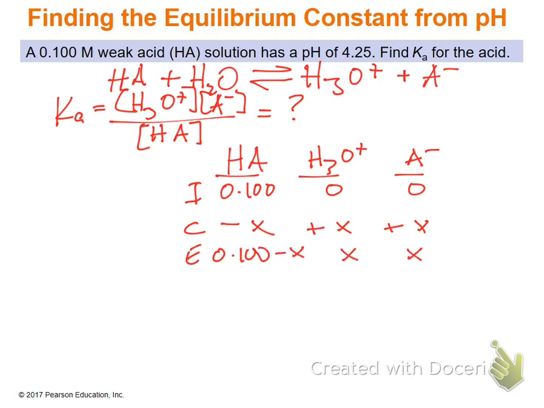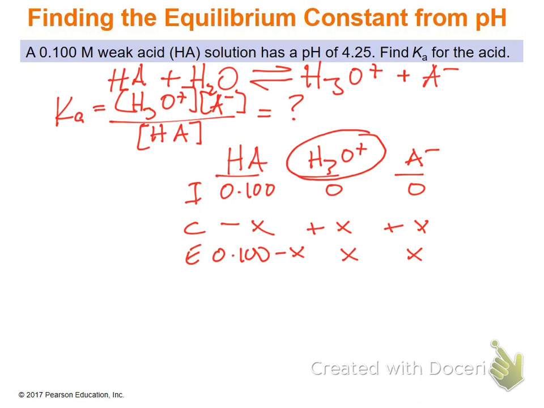So because we don't know the Ka value, we don't know whether we're going to drop the X here, right? We don't know if we're going to use the approximation method because we're trying to find Ka. All right, so we plug this into the Ka expression, right? But first, we have to determine the concentration of the hydronium ion, and we can determine it from the pH.